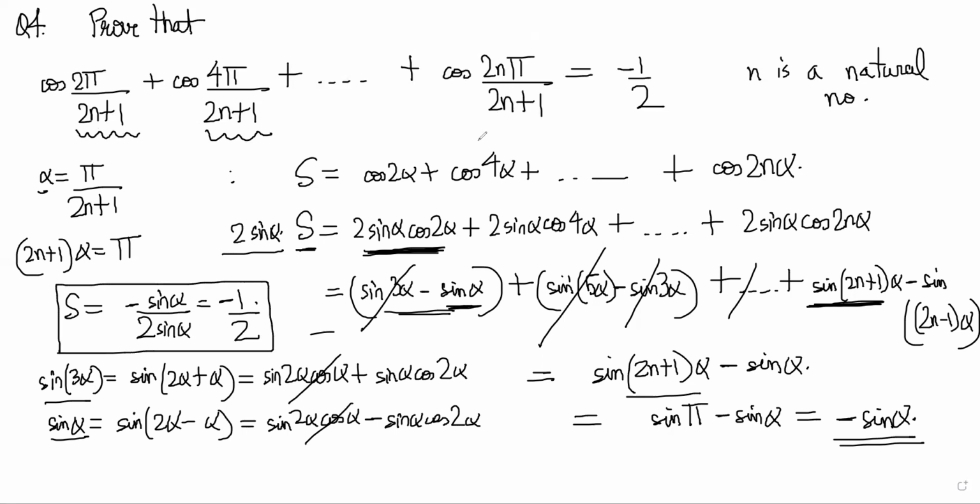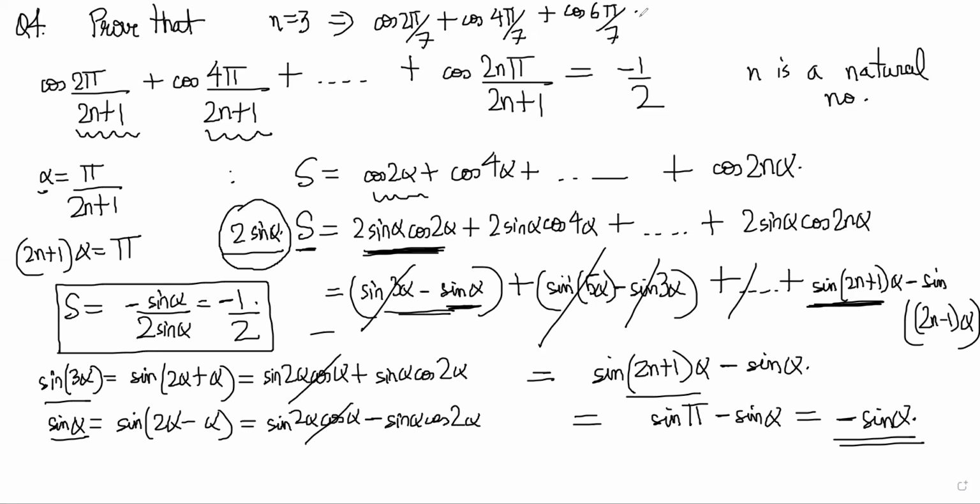And remember the method by which we proved it? We multiplied it with 2 sine alpha, and basically did a telescoping series method where we're expressing each term as the difference of two terms, right? The question is normally framed in terms of an evaluation problem, these types of questions. So for example, for n is equal to 3, we can write this identity as cos of 2 pi by 7 plus cos of 4 pi by 7 plus cos of 6 pi by 7 is equal to minus half.